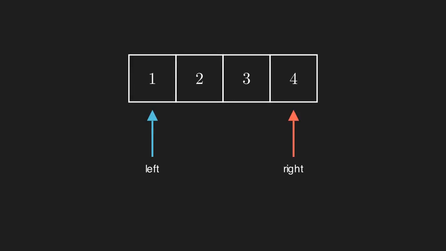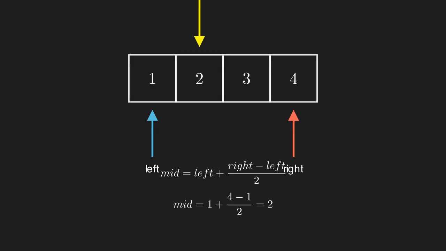We enter our while loop, which continues as long as the left pointer is less than or equal to the right pointer. Currently, left is 1 and right is 4. We calculate our midpoint to test. To prevent potential integer overflow in languages like C++, we use the safe formula, left plus the quantity right minus left integer divided by 2. 1 plus 3 divided by 2 equals 2. Our mid pointer is now at the value 2. This is the first candidate we are going to evaluate against our target x.